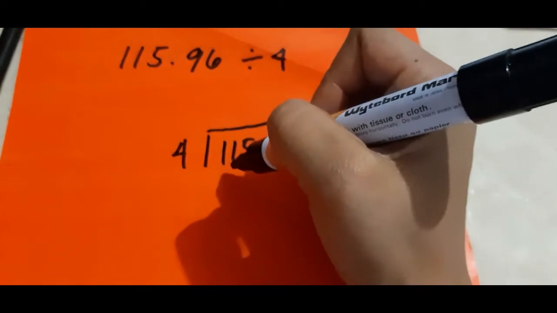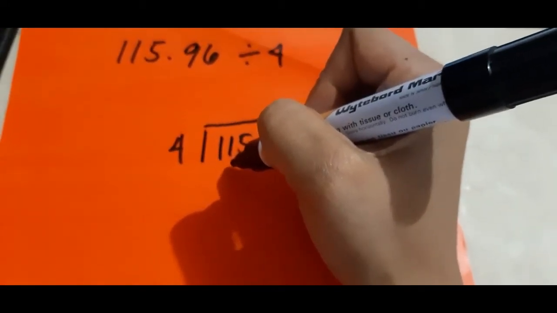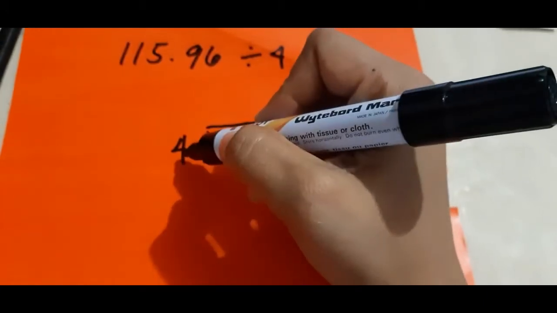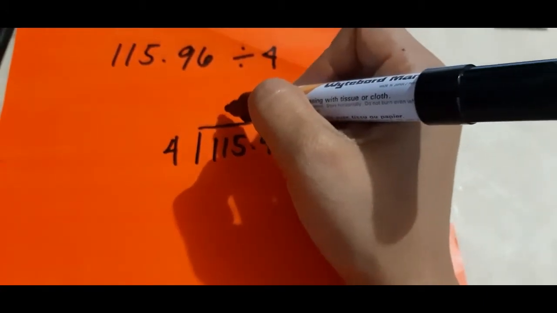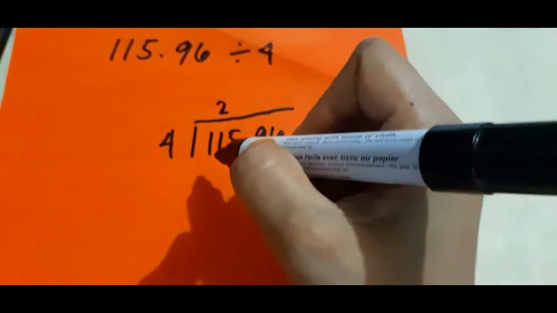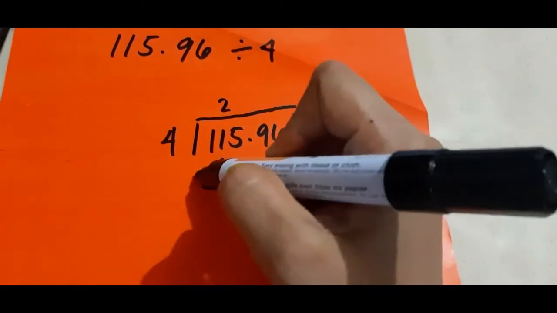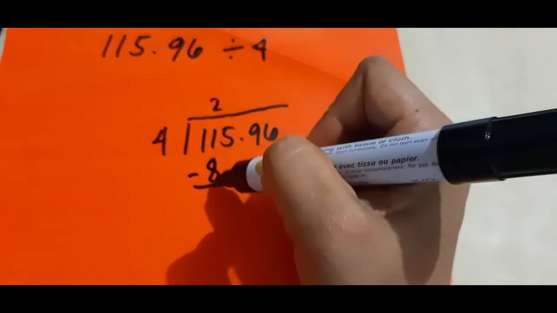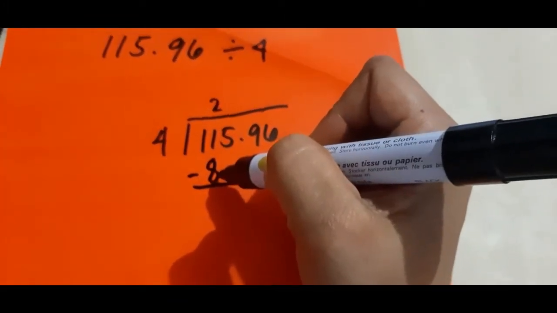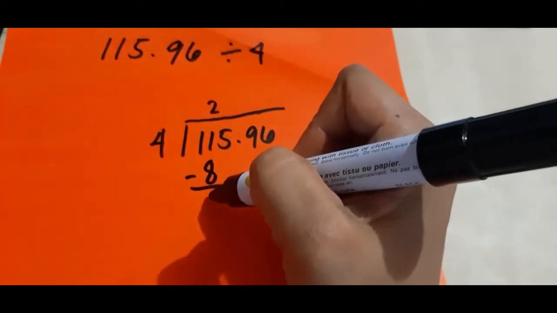1 cannot be divided by 4, so let's proceed to the other digit. So make it 11. 11 divided by 4 equals 2. 2 times 4 equals 8. Then subtract. 11 minus 8 equals 3.